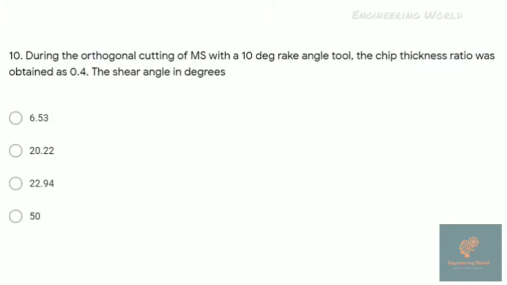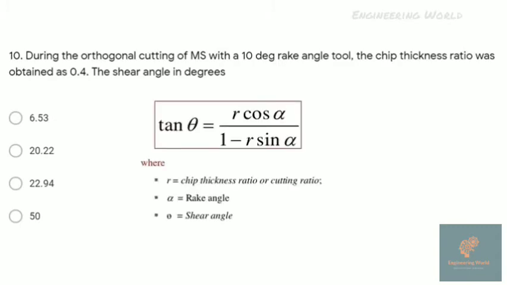Then the next question is, during orthogonal cutting of a mild steel with a 10-degree rake angle tool, the chip thickness ratio was obtained as 0.4, find the shear angle in degrees. It is just a formula based question. The formula is tan theta equals r cos alpha divided by 1 minus r sin alpha. Our chip thickness ratio or cutting ratio r is given as 0.4, the rake angle alpha is given as 10 degrees, and we have to find the shear angle, that is theta. So by putting all values, we get theta equal to 22.94 degrees.